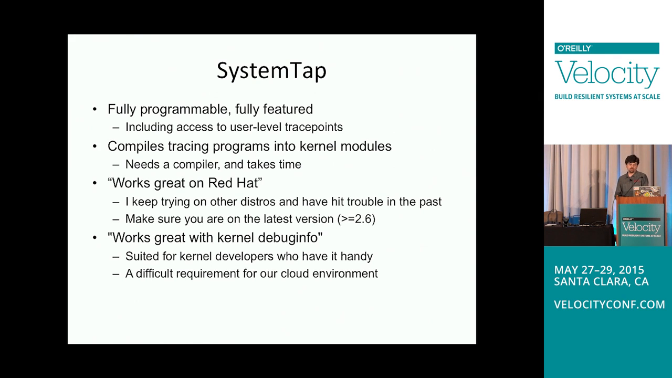And then there are various other tracers, and I've got some notes in the slides about these, like SystemTap. SystemTap tries to do everything. It's really powerful. I keep getting told it works great on Red Hat, but I'm not on Red Hat. I'm on other systems. Do make sure you're on the latest version. It also works great with kernel debuginfo, but often, like in the Netflix cloud, we don't have kernel debuginfo installed because it's too big. It blows out the instance size.